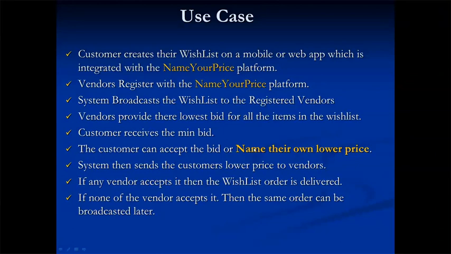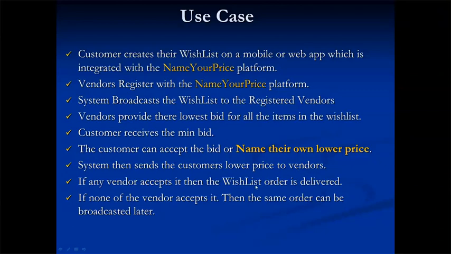So say you have 10 items in your cart, and the amount is like $100, and you think maybe 80, 85, or 90 is a good price for that. You can give that counter price here. The system then sends the customer's lower price to the vendors who have bid, one by one, starting from the lowest bid. If any vendor accepts it, then the wish list order is delivered by that vendor.